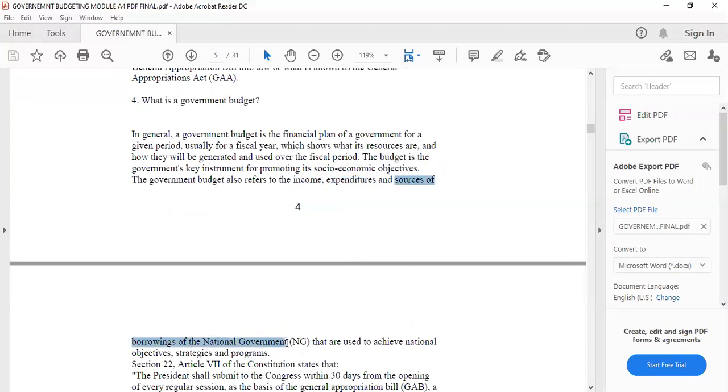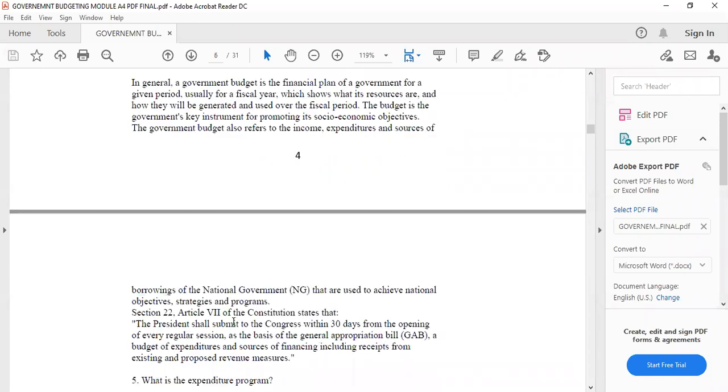If it is not enough, there is a deficit. The national government may borrow from banks through the approval of the Central Bank of the Philippines. The board will convene through the initiative of the president, who needs to borrow money from other agencies like the World Bank or IMF, so that they can use it to achieve national objectives, strategies, and programs.